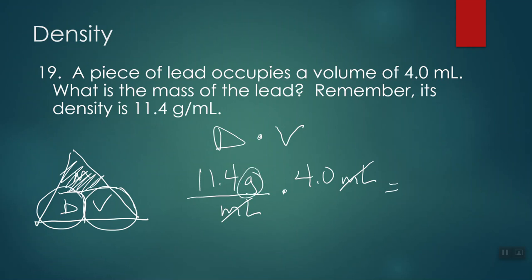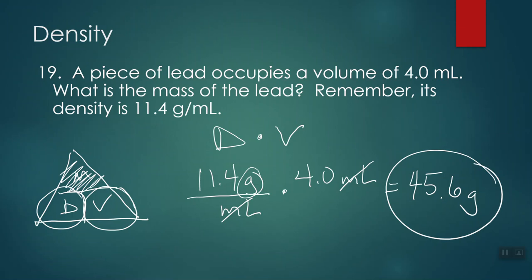So, calculator, 11.4 times 4.0, 45.6 grams. So in 4 milliliters of lead, you have 45.6 grams. Does that seem like a lot? Well, yeah, because it is a very dense material.